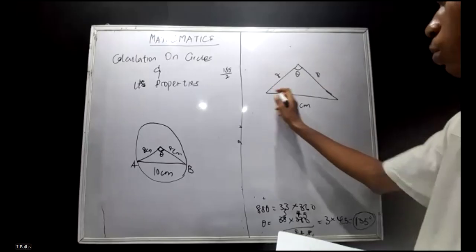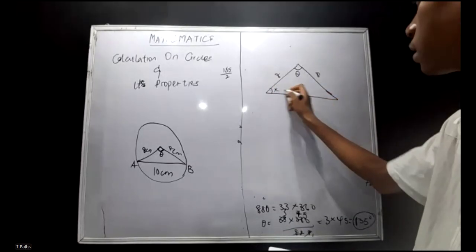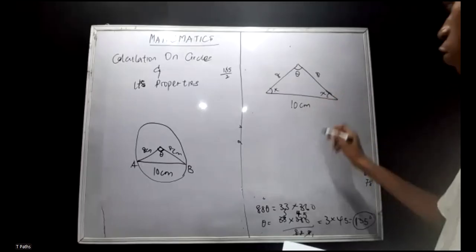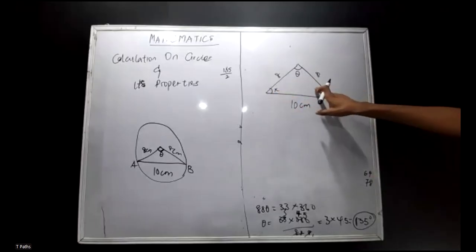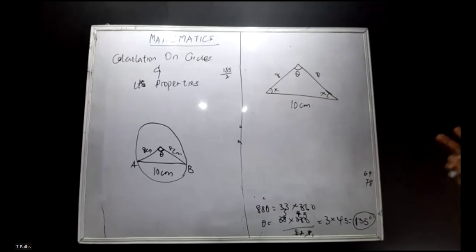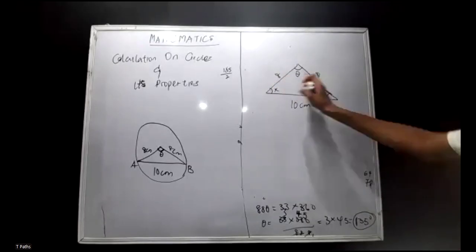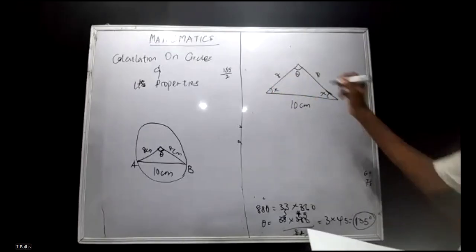So which means these two base angles, these two guys here, they are equal. Here is x and here is x. So if this angle is 30, this one will also be 30. If this is 45, the angle here will also be 45. That is an isosceles triangle. The base angles are equal when the two sides are equal. So now we have to find theta.